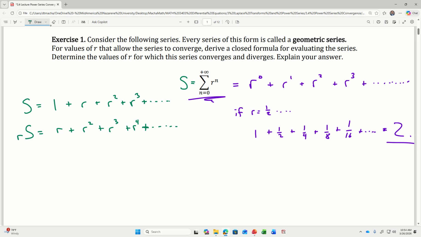And then what would it look like if I took S minus r times S? What happens if I subtract those two series? You just get 1? Yeah.